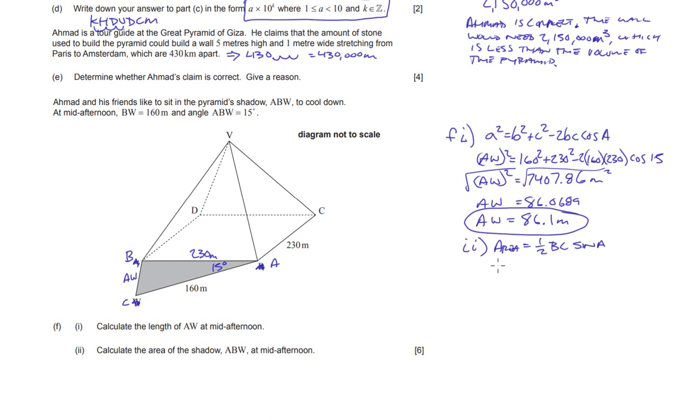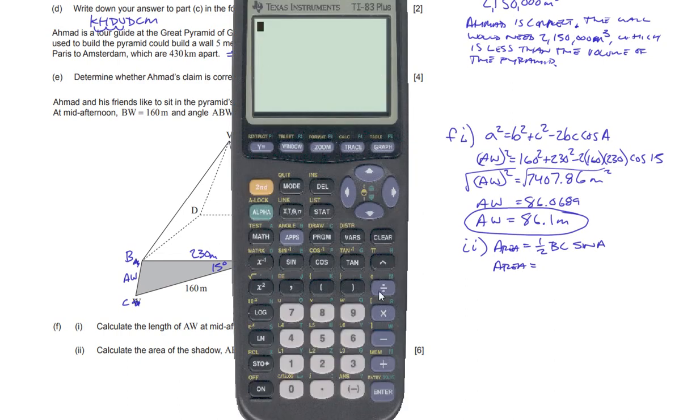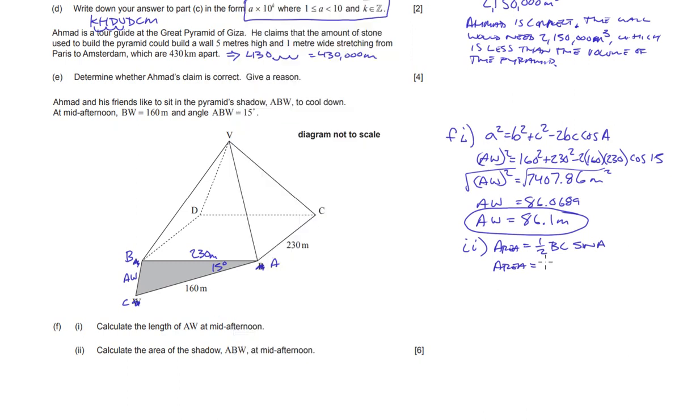Okay, so area is going to equal, let's put that in our calculator. We got 0.5 times B and C are 160 and 230. 160 times 230, and then sine of the angle is 15. And we get area equals 476.22. So our area of ABW is 476 square meters.